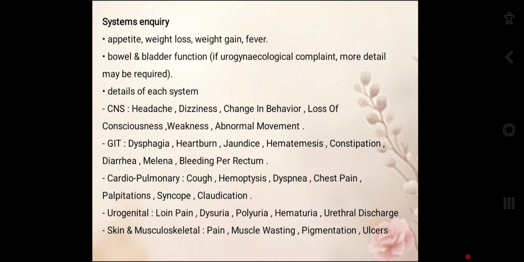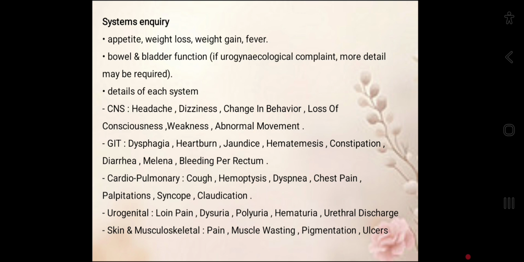About systemic inquiry, ask about appetite, weight loss, weight gain, and fever, bowel and bladder function. If there is a gynecological complaint, it will mainly be detailed in this aspect. Ask about detail of each system. For example, in central nervous system, we'll ask about headache, dizziness, changing behavior, loss of consciousness, weakness, abnormal movement.